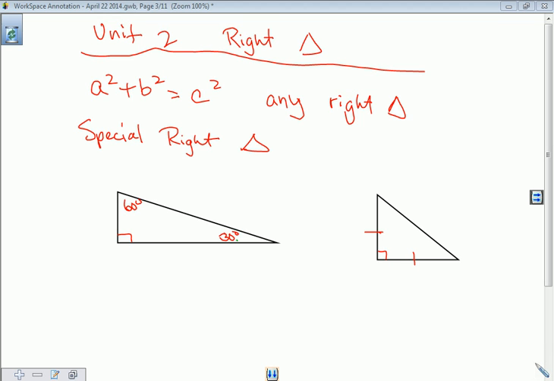We talked about how today is a review of Unit 2, which is all things right triangle, and then Unit 4, which is extending the number line. So Unit 2, we started off with Pythagorean theorem, which we can use on any right triangle, and now we're going to talk about the special right triangles. So our special right triangles are the 30, 60, 90, and the 45, 45, 90.